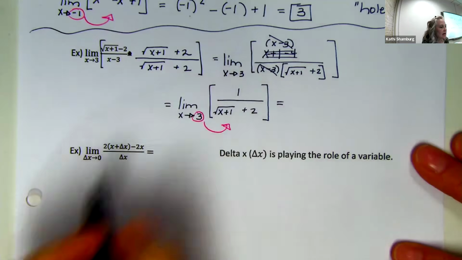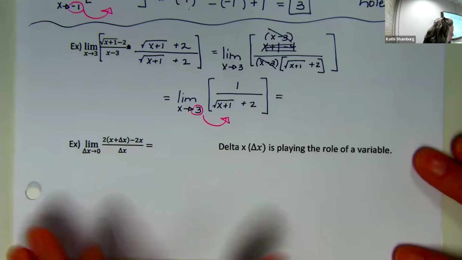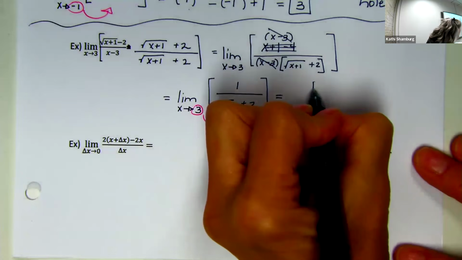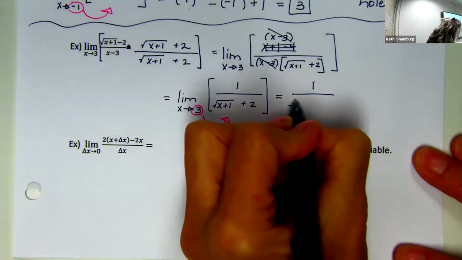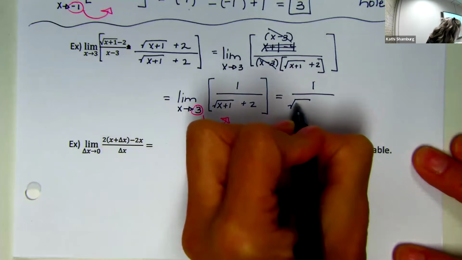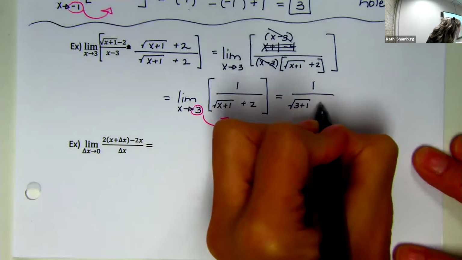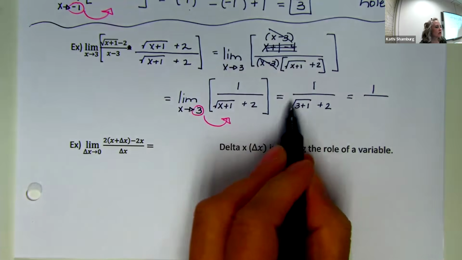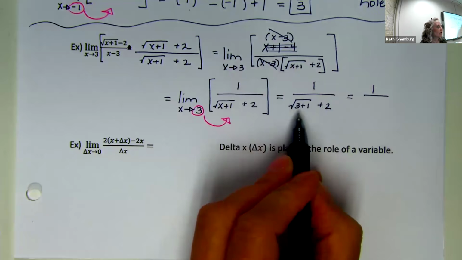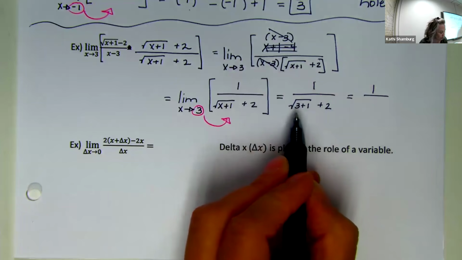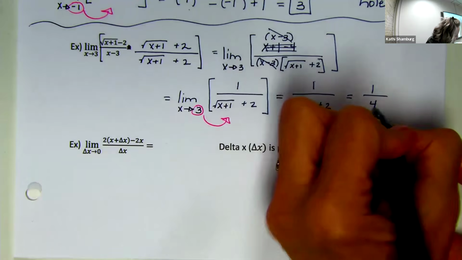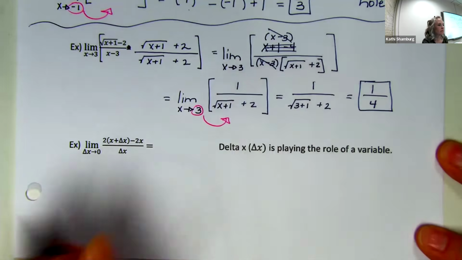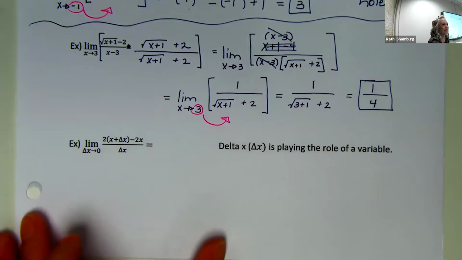Now, I'm direct substituting, so I'm going to drop my limit notation. So I have 1 over the square root of 3 plus 1 plus 2. I have 1 over, and they were nice to us. 3 plus 1 is the square root of 4, which is 2. So I have 2 plus 2, I get 1/4. All that work to get to 1/4.